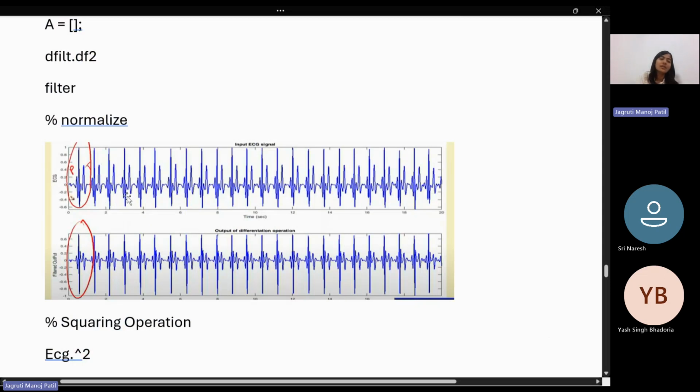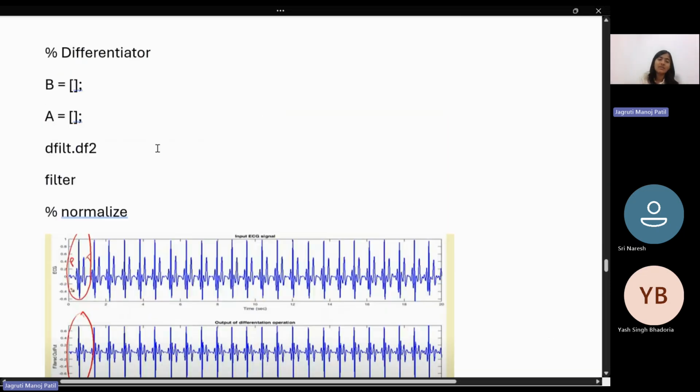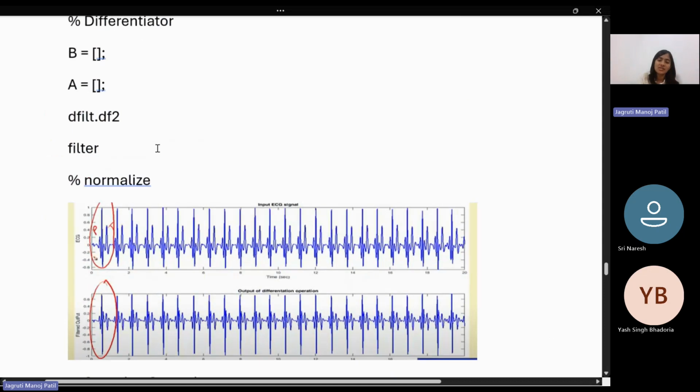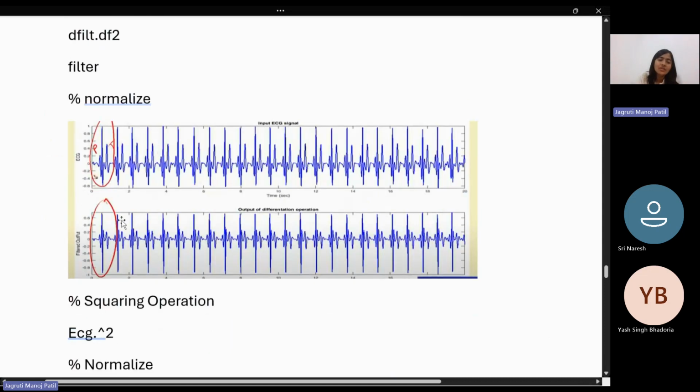Now when we apply this derivative filter, because it accentuates the QRS complex, what you have left is nothing but this one. Because with any level of filtering, you're not able to get rid of the component, that means it is an essential part of your signal. So here we can directly say that this is my QRS complex.